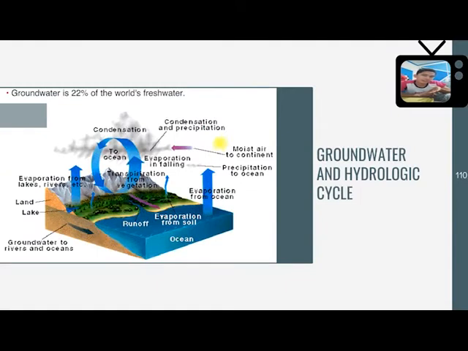So, this is the groundwater and hydrologic cycle. Groundwater is 22% of the world's fresh water. The cycle is composed of condensation to ocean, transpiration from vegetation, evaporation from soil to ocean, moist air to continent, precipitation to ocean, groundwater to rivers and oceans. So that's the hydrologic cycle.